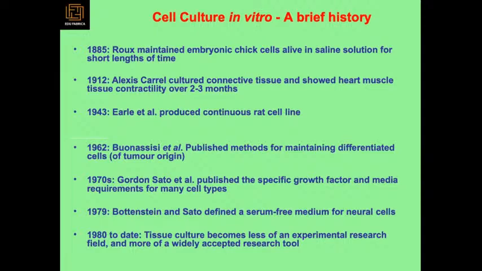In 1885, Roux maintained embryonic chick cells alive in saline solution for a short length of time. Then in 1912, Alexis Carrel cultured connective tissues and showed heart muscle tissue contractility over 2 to 3 months. In 1943, a continuous rat cell line was produced by Earle et al. And in 1962 came Buonassisi, who published methods for maintaining differentiated cells. Then in the 1970s, Gordon Sato et al. published specific growth factors and media required for many cell types.